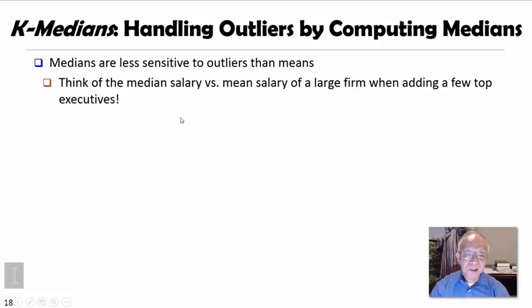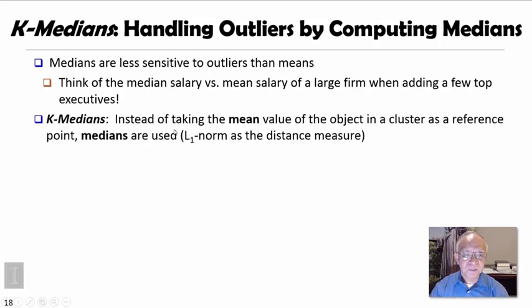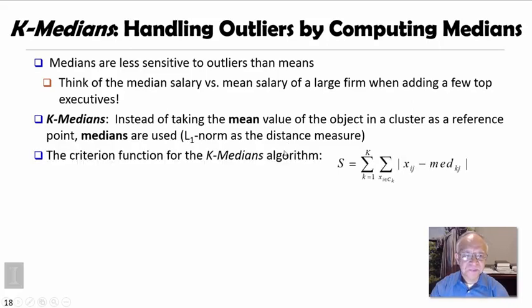For example, in a large firm, there could be many employees. When you want to find a median salary, even when you add a few top executives, the mean salary may change quite a lot. The median could still be very stable. So instead of computing the mean value of the objects in a cluster, we take medians as the centroid, and we use the L1 norm. That means the Manhattan distance as our distance measure.